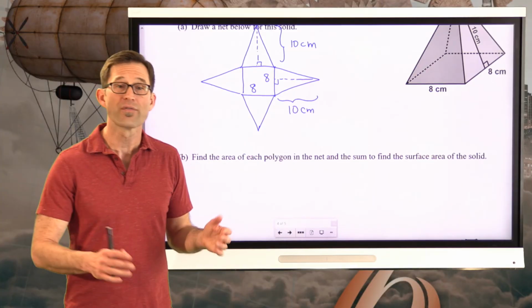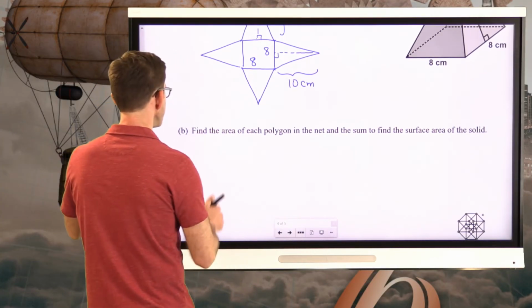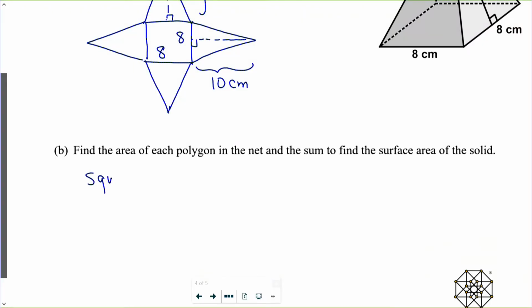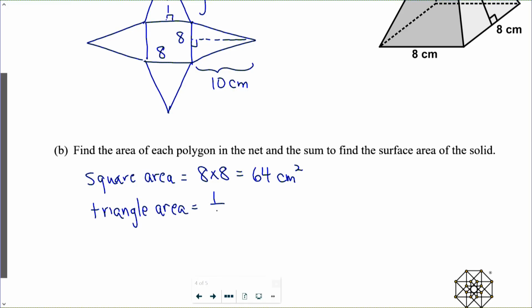All right. Well, we've got the square, right? So let's do that one. Maybe I'll label it like this. The square area is equal to 8 times 8, or 64 square centimeters. Now, there are 4 identical triangles. All right, let's just find the area of one of them. Well, that's going to be 1/2 times its base.